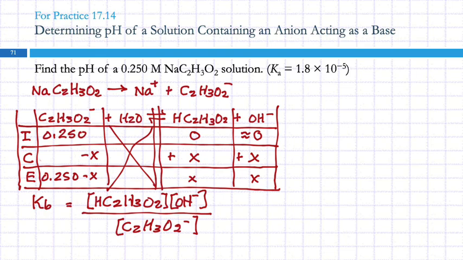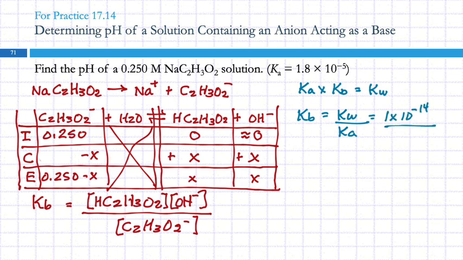They didn't give us Kb. You can try to look it up. It won't be in the book. You can find it online, but it won't be in the book. What do? Well, we just learned the relationship between Ka and Kb. So we have to calculate that. Ka times Kb equals Kw. So Kb equals Kw divided by Ka. Kw is 1 times 10 to the minus 14. And Ka is given as 1.8 times 10 to the minus 5.